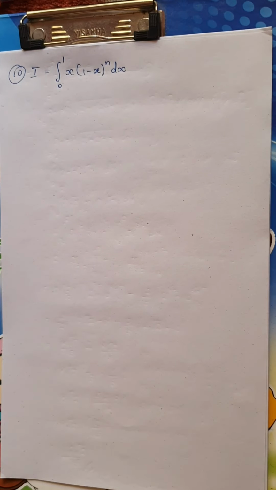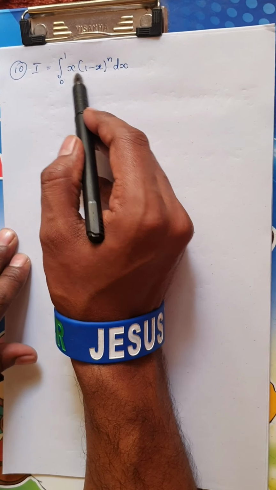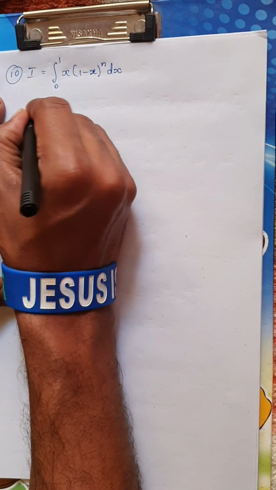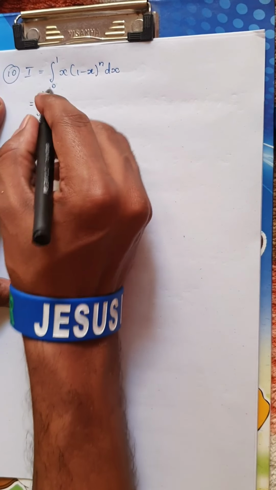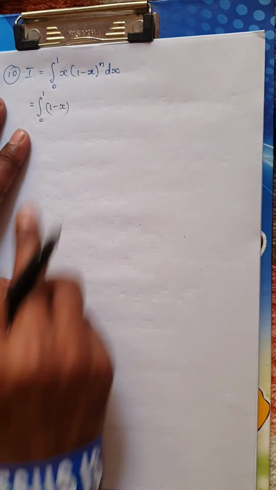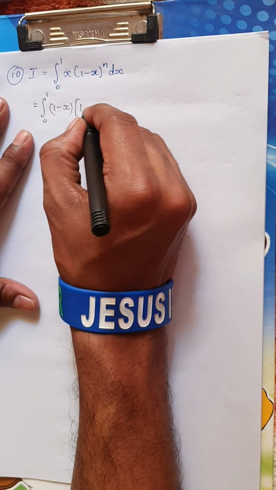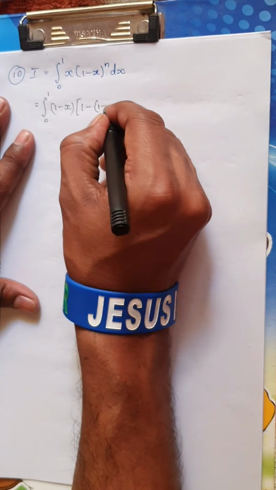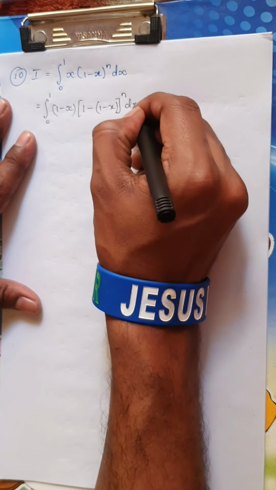Okay, dear students, we'll wind up this session with one last question. Let us consider I equals the integral from 0 to 1 of x into (1 minus x) whole power n dx. I'm going to use the property where x is replaced by a minus x. Here a is nothing but 1, remember. So it is (1 minus x) into (1 minus of (1 minus x)) power n dx.